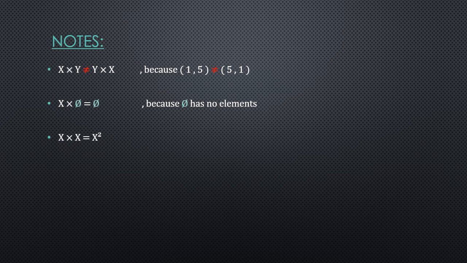x product x equals x squared. So any set product itself equals this set squared. So y product y equals y squared. z product z equals z squared, and vice versa.